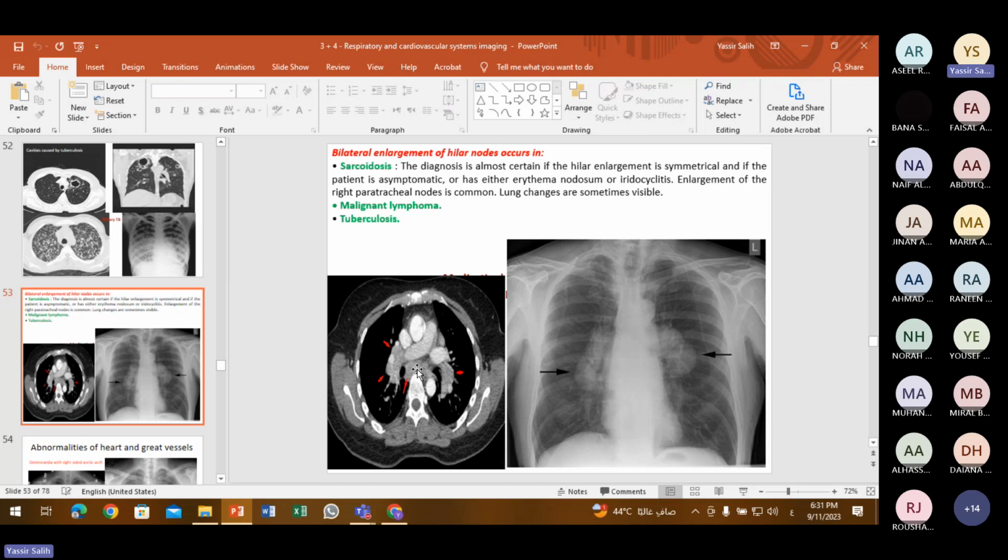فإذا the bilateral lymphadenopathy in the hilar and the right paratracheal is highly suggestive of sarcoidosis, especially if the patient is asymptomatic or if the patient presents with erythema nodosum or iridocyclitis. And the other differential diagnoses may be put in your mind.